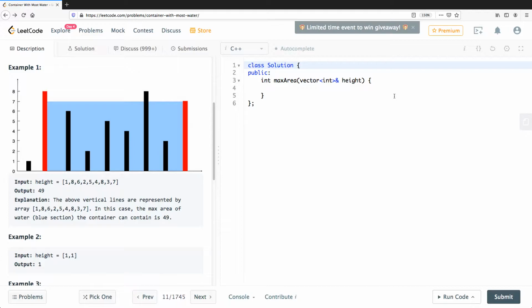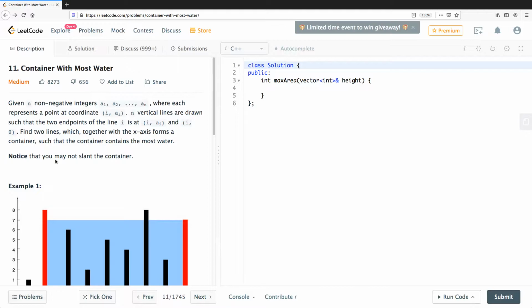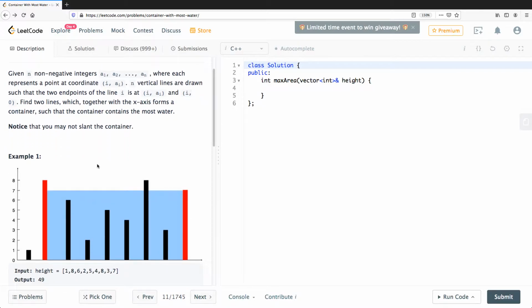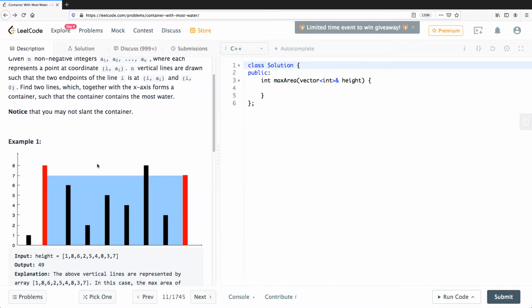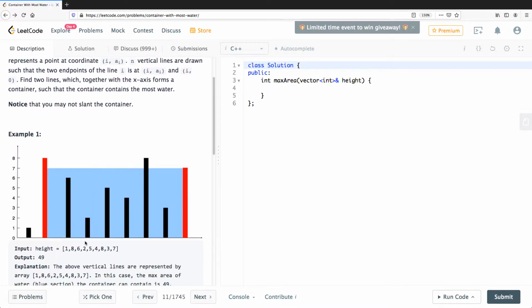This is right now Container With Most Water. It's LeetCode 11. Given n non-negative integers a1, a2, ..., an, where each represents a point at coordinate (i, ai), n vertical lines are drawn such that the two endpoints of the line i are at (i, ai) and (i, 0). Find two lines. So basically, that's just saying that I'll give you an array with values, and these values represent the heights of the lines at that particular index.